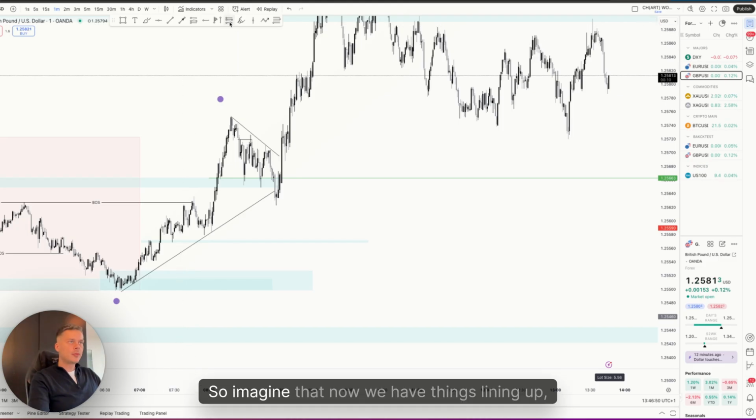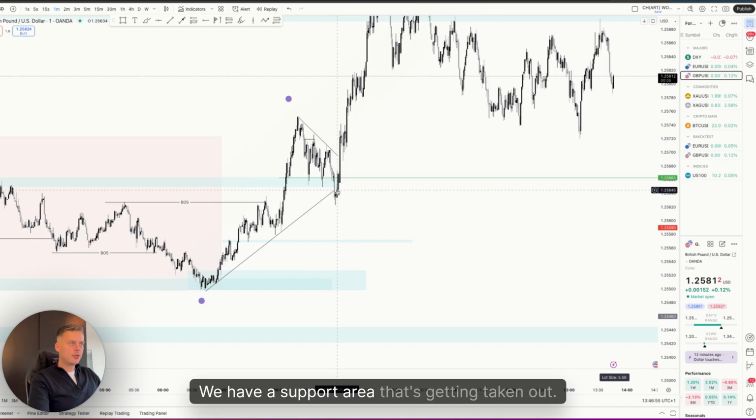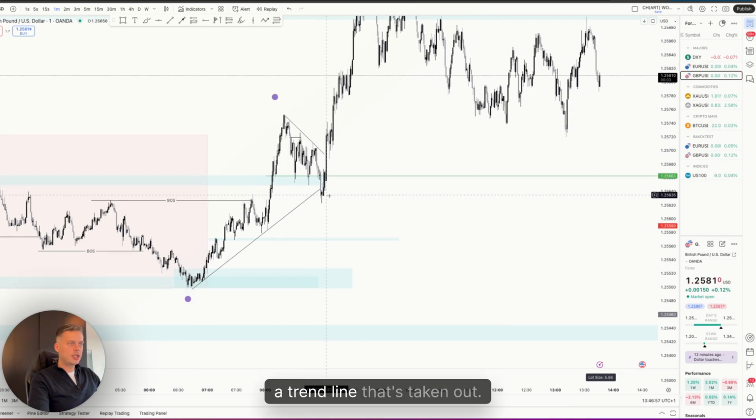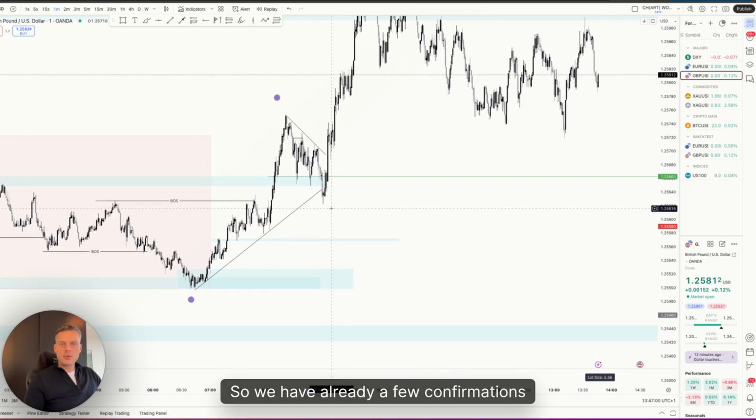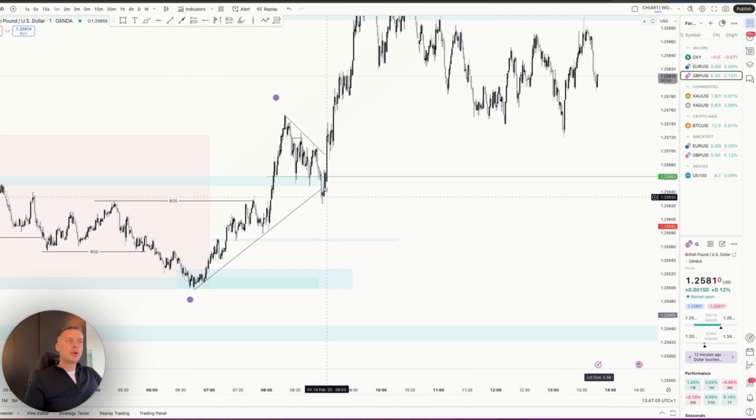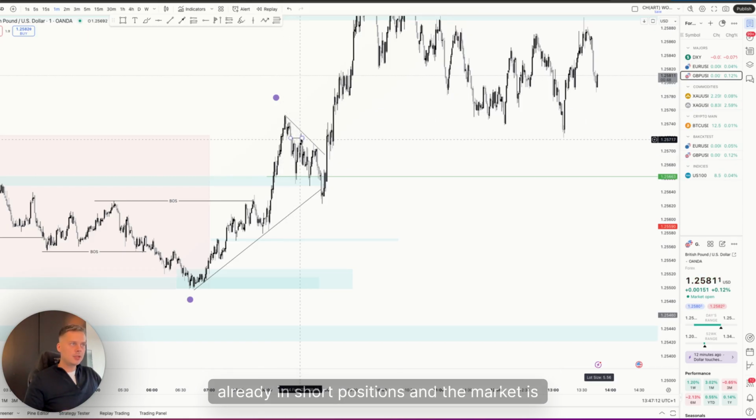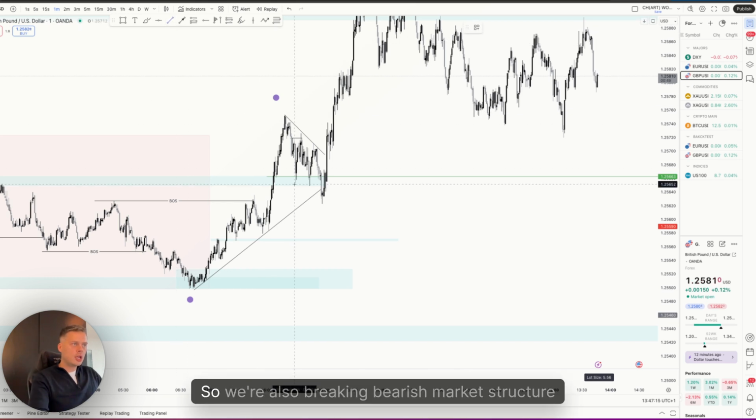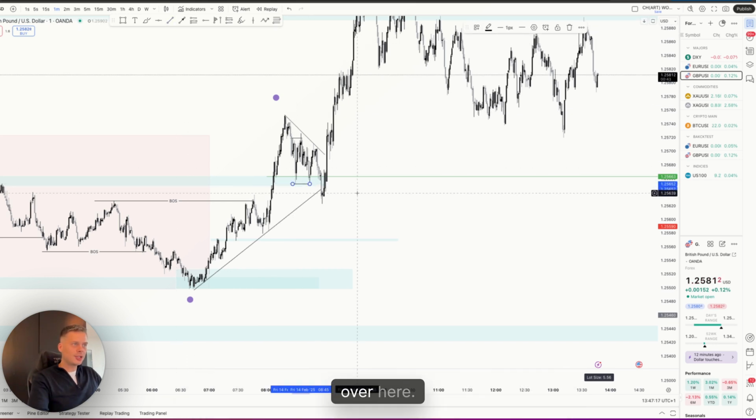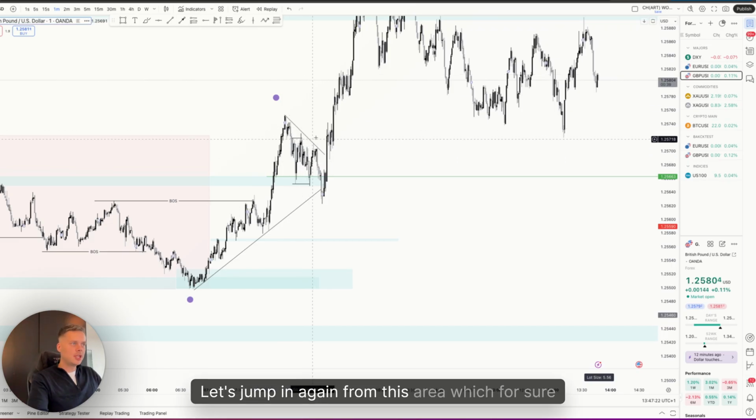So imagine that now we have things lining up, right? We have a support area that's getting taken out. We have a trend line that's taken out. So we have already a few confirmations. But then the narrative will be completed even more because we know that Asian high traders are already in short positions and the market is pushing down as well. So we're also breaking bearish market structure over here. People think, hey, this looks nice, continuation. Let's jump in again from this area, which for sure went in.